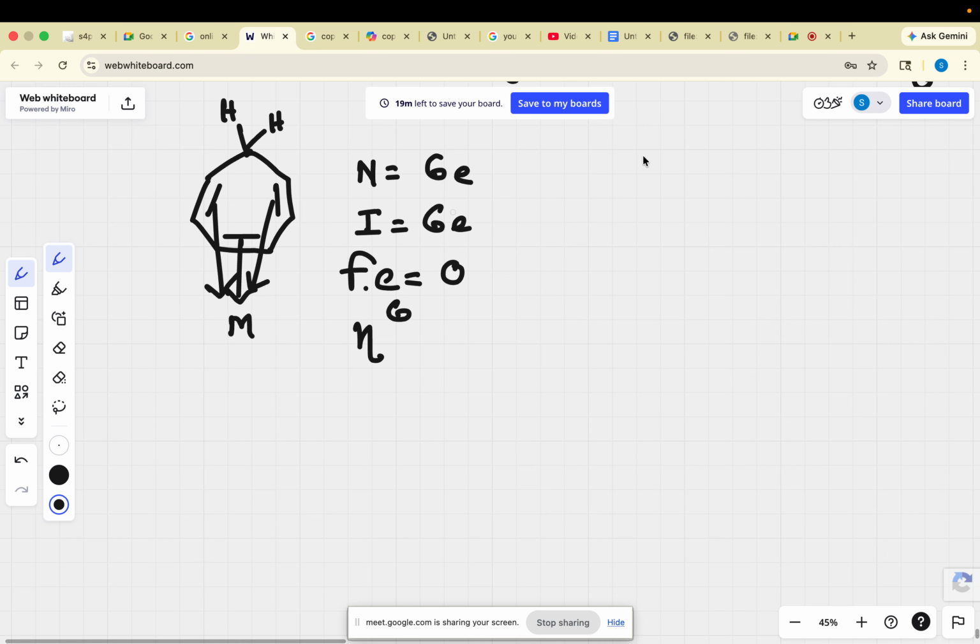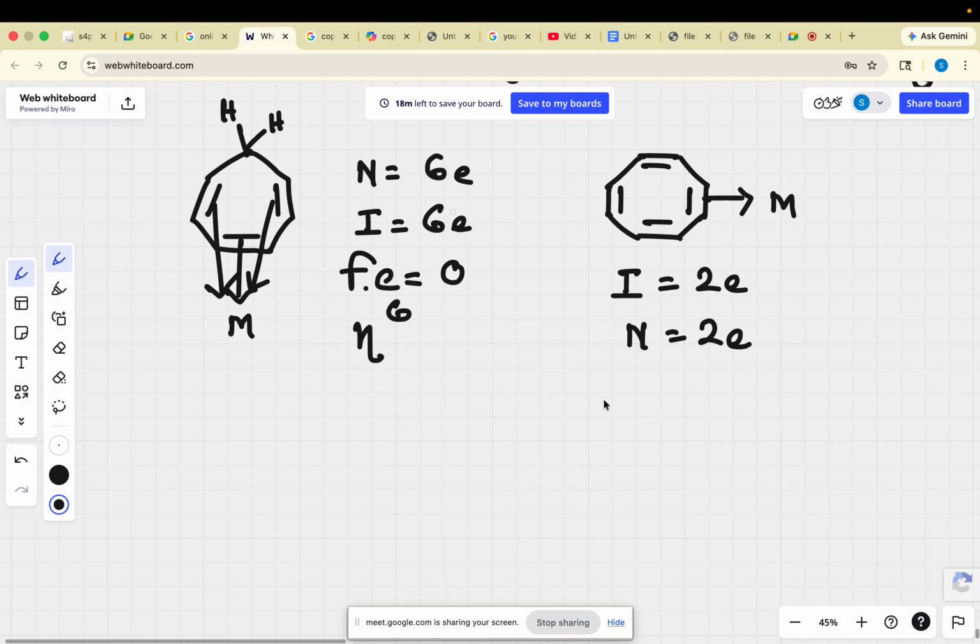Okay, now if I write down this 1 2 3 4 5 6 7 8, suppose I have this 1 2 3 4, and this double bond is donating electrons to the metal center. So ionic method, how many electrons? 2 electrons. Neutral method also 2 electrons. Eta value will be 2 and formal charge will be 0. Clear?